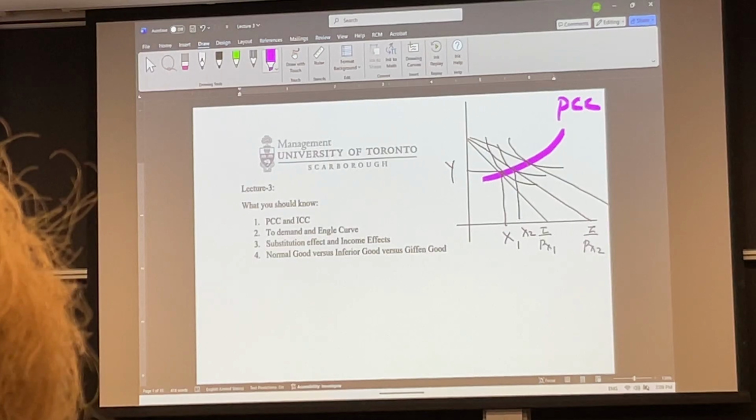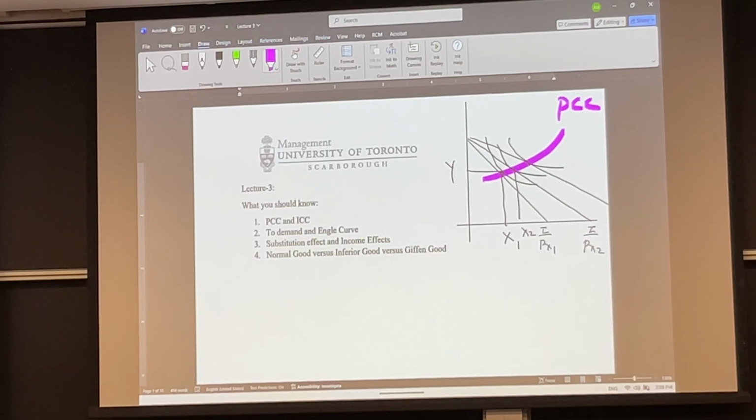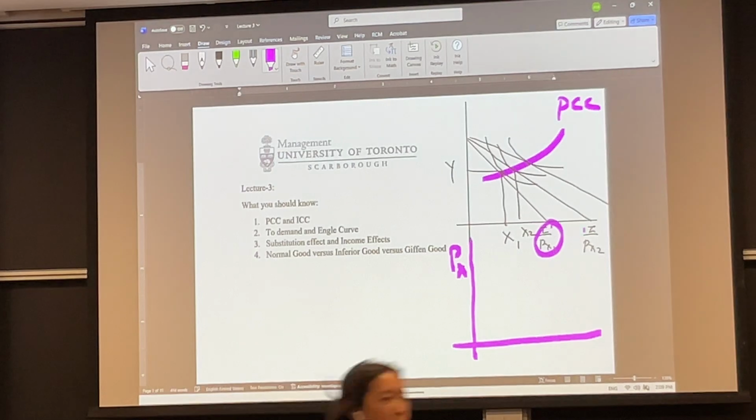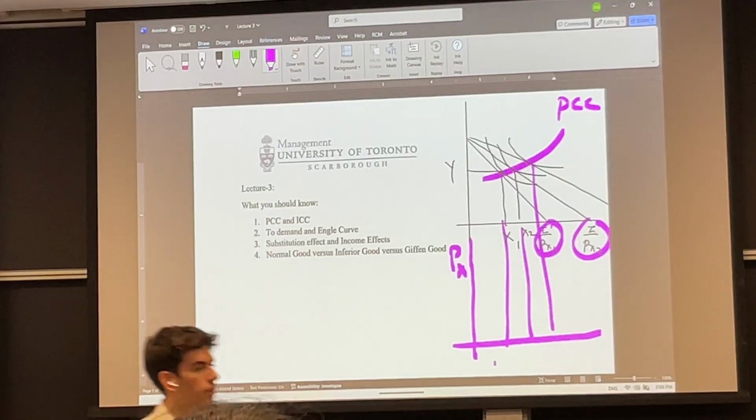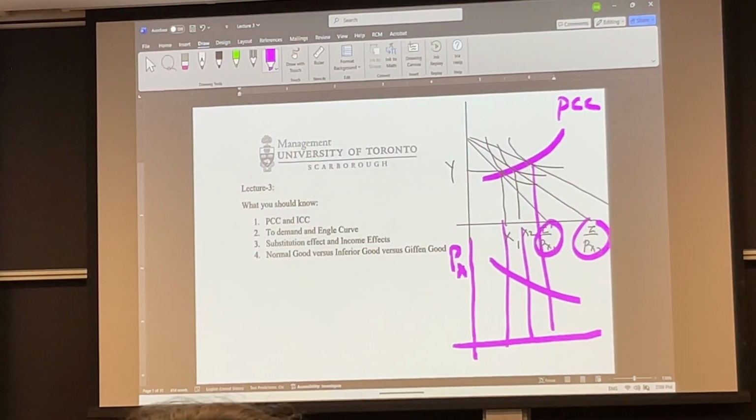Fine? From the price consumption curve, you can get the demand curve. Because you're changing the price. That's a lower price, lower price, lower price, and finding optimal bundles. That is your demand curve. The demand curve is from the price consumption curve, the locus of all optimal points when you only change the price of X. So the demand becomes all optimal points.